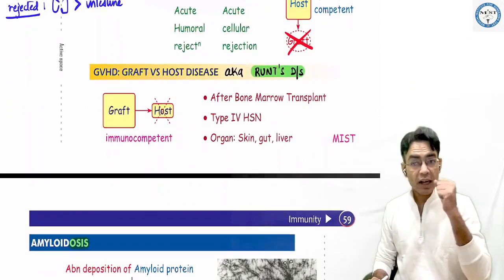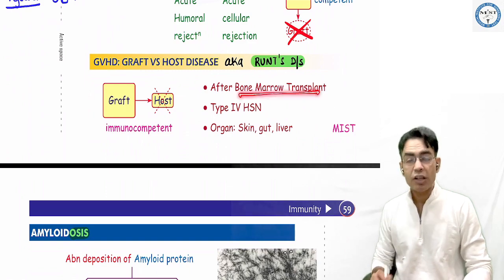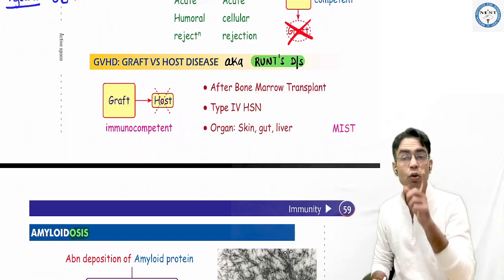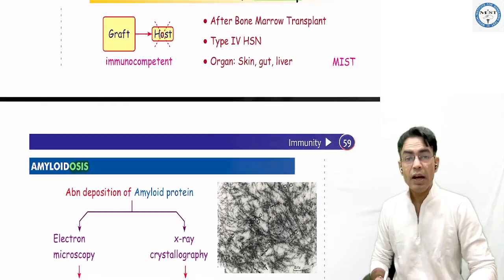Graft versus host disease: the graft is more powerful and kills the person in which you have put it. It is seen after bone marrow transplant. It's type 4 hypersensitivity, also called Runt disease. Okay, this is graft rejection and GVHD.